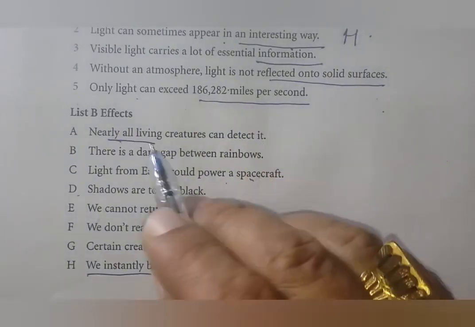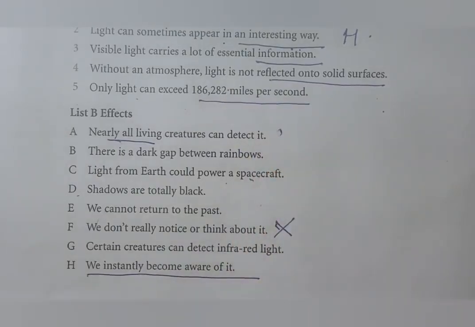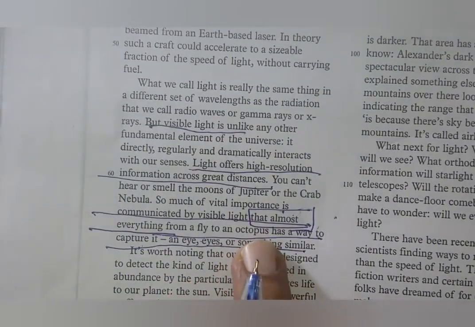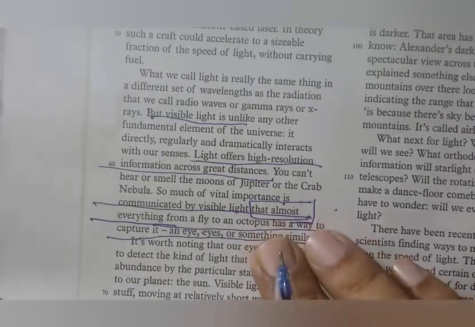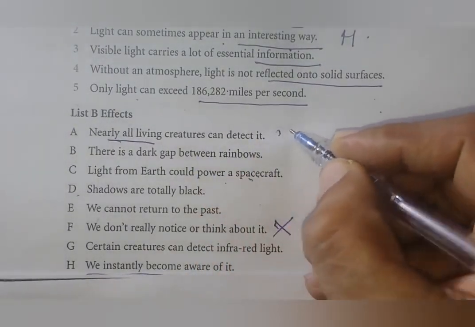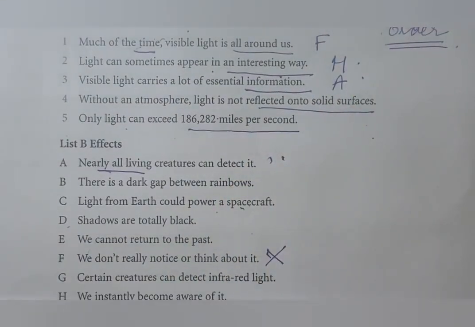Now go to the A. Nearly all living creatures can detect it. So what from a fly to an octopus, right? All the living beings, we can say. So third is, due to information, we got the A.